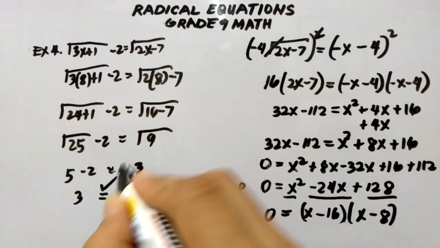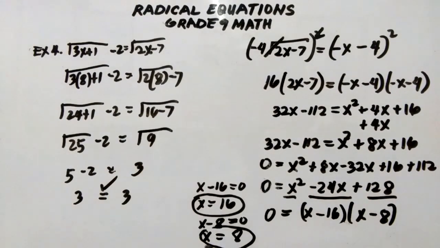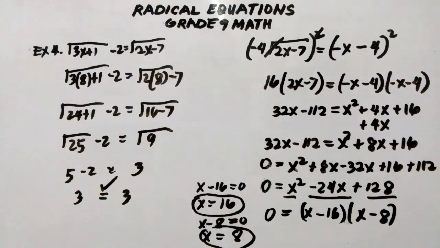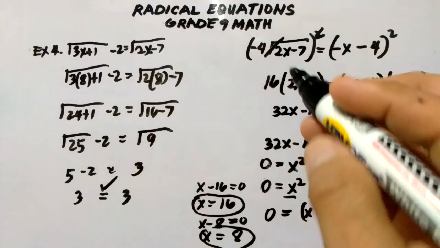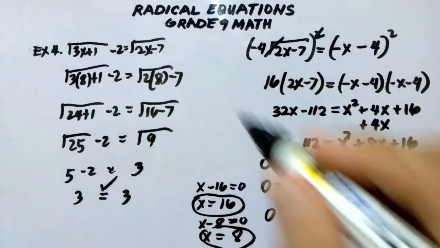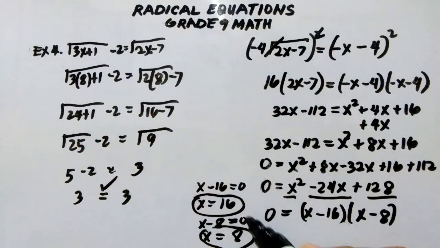Okay, so tama po ang nakuha nating value. x is equals to 8. So, nag-equal po ang ating checking. So, the solution set on this radical equation is x is equals to 16 and x is equals to 8.